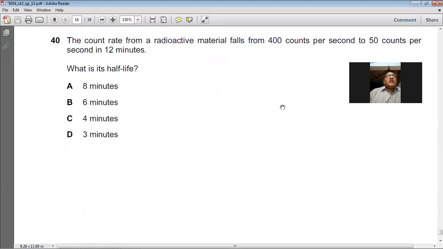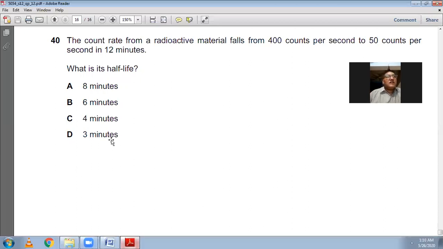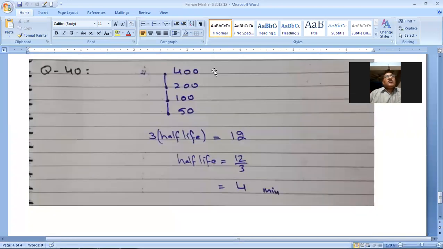The count rate from a radioactive material falls from 400 counts per second to 50 counts per second in 12 minutes. What is its half-life? Let me show you my work. It started with 400. If one half-life has passed, the count rate will drop to 200. Another half-life will pass and it will fall to 100. Another half-life will pass and it will fall to 50. So the total half-lives have passed.